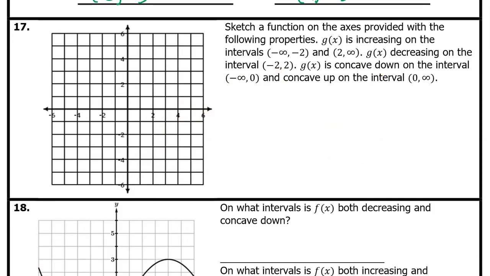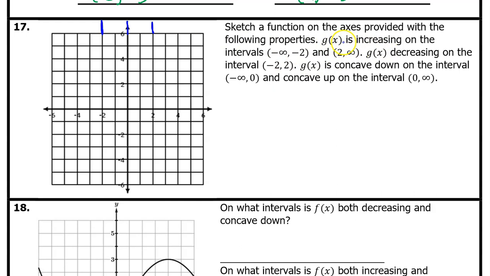Number 17. Sketch a function on the axes provided with the following properties. G of x is increasing on the intervals from negative infinity to negative 2. Okay, so negative 2 is right here. I think I'm going to go through and take note of all the x values that they mentioned. So I see a negative 2. I see a positive 2. So that's here. And I see that 0 is also being mentioned.